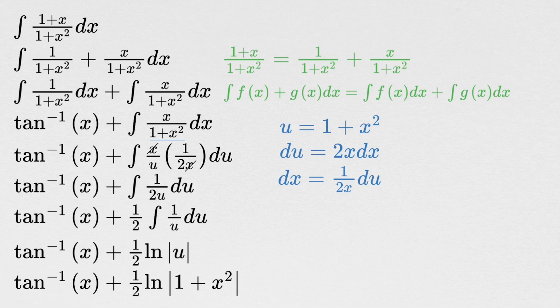Notice though that 1 plus x squared is always positive, so there's no need for the absolute value symbols. We can just use parentheses. Our full solution is the inverse tangent of x plus 1/2 ln 1 plus x squared plus c.